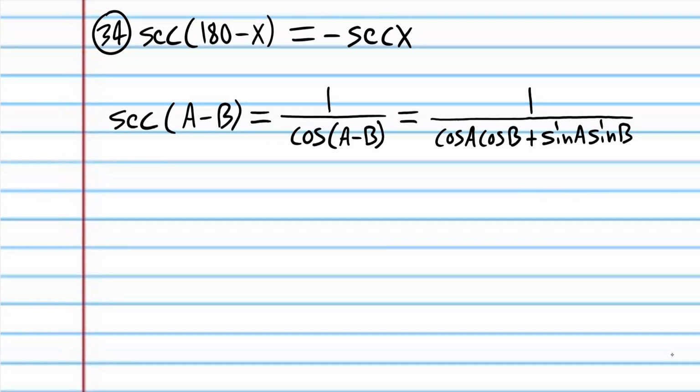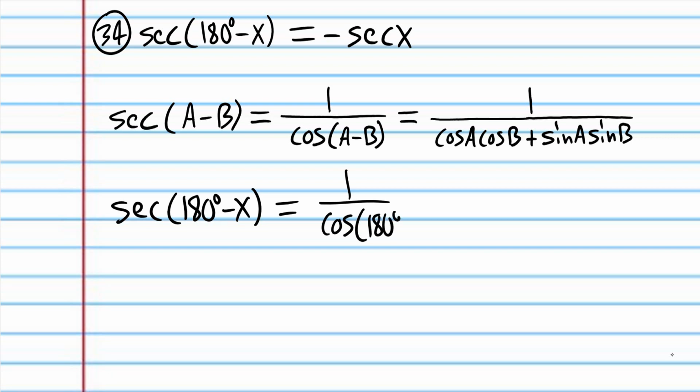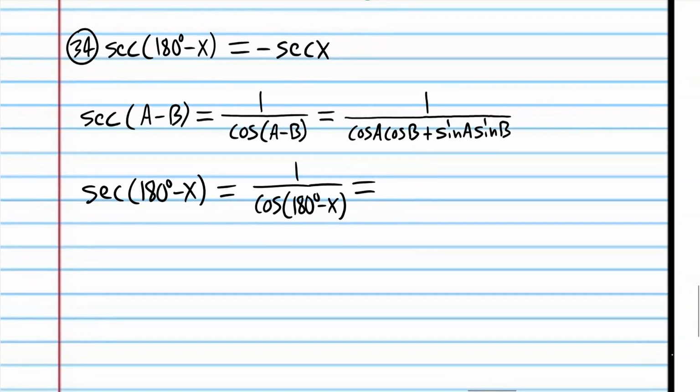So we want to find secant 180 degrees minus x. So a is going to be 180, b is going to be x. So we get 1 over cosine 180 degrees minus x, and that is going to be cosine 180 degrees times cosine x plus sine 180 degrees times sine x.